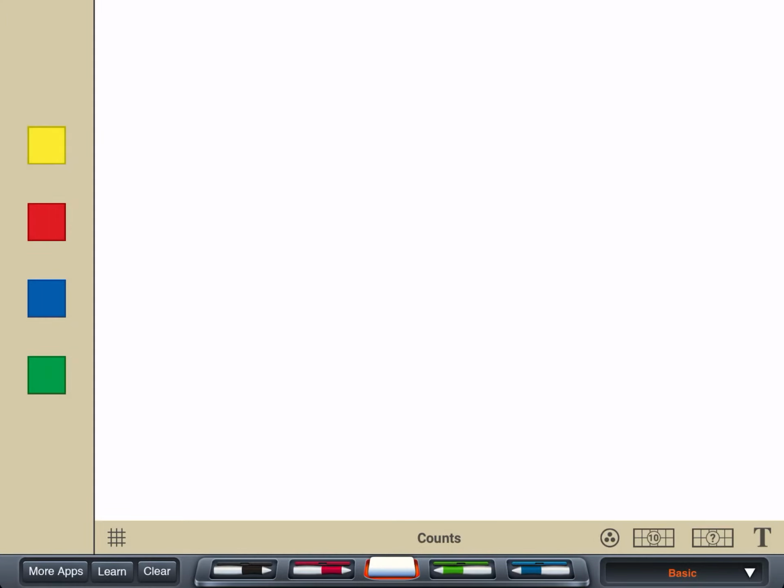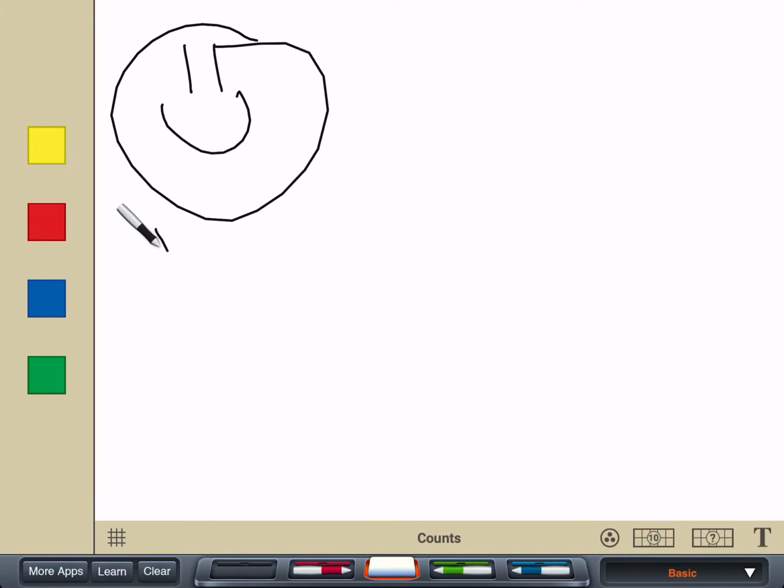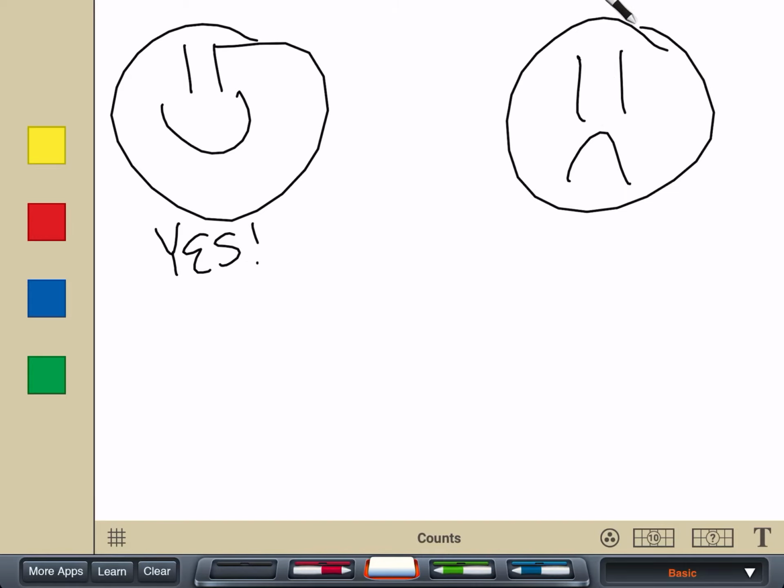Actually, we're just going to clear everything. We're going to start over. So I'm going to put my smiley face up here for yes, and my sad face up here for no, not a perfect square. All right. This is a trick one, guys. Is this a perfect square? Yes or no?